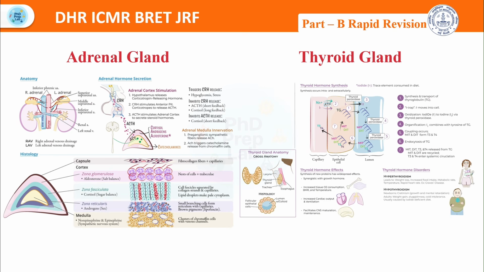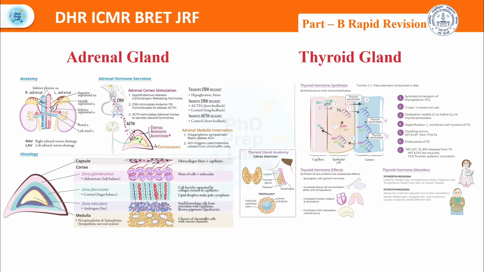So here is the adrenal gland and its details, the anatomy and the hormones it secretes. So we have discussed which hormones it secretes. Now we have the anatomy of it. You can see that the adrenal glands are paired, triangular endocrine glands. They are located on top of each kidney.